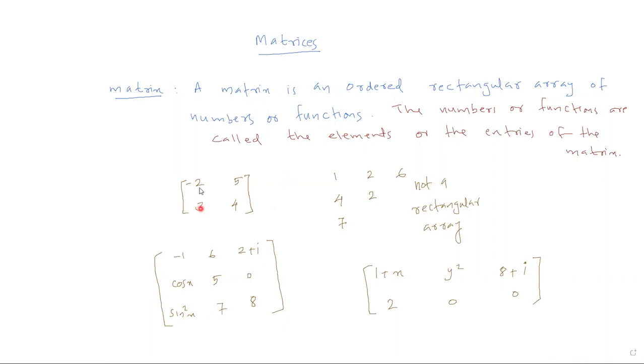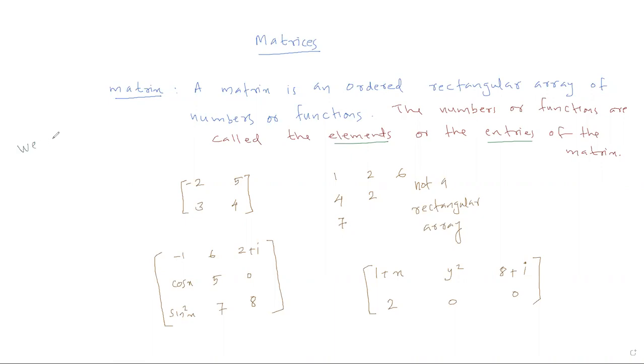Here you see the four numbers -2, 5, 3, 4, they are known as the elements. We say -2 is an element of this first matrix, 5 is an element of the matrix, then 3 is an entry of the matrix, and 4 is an entry of the matrix. So the numbers or functions are called the elements, or entries, or members.